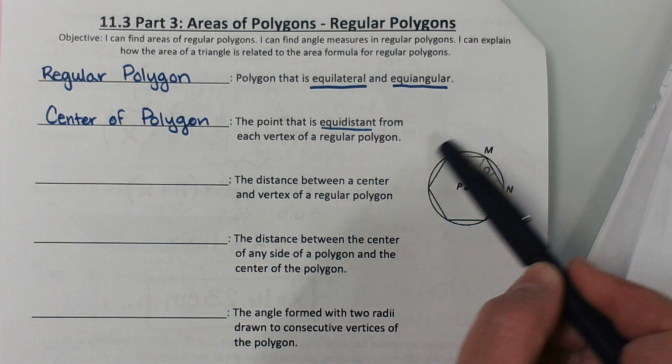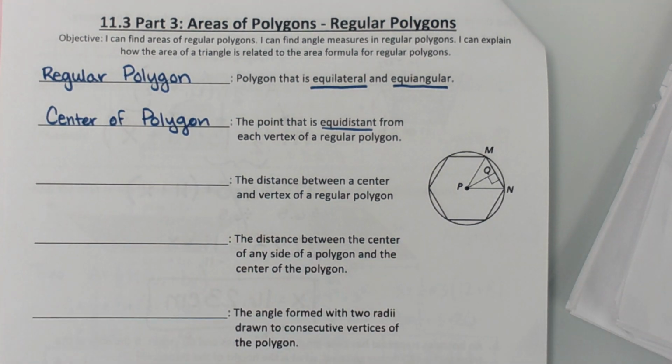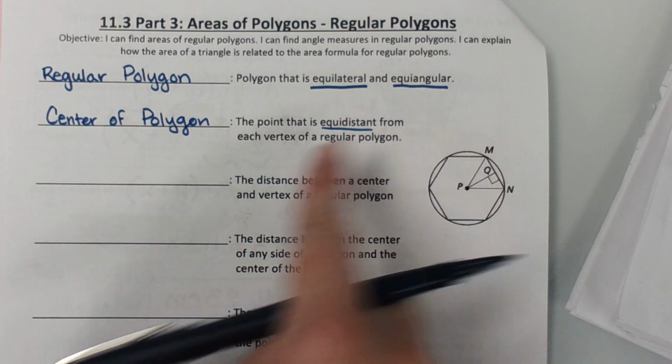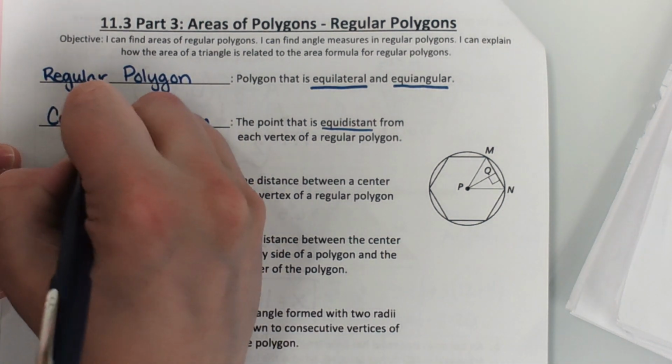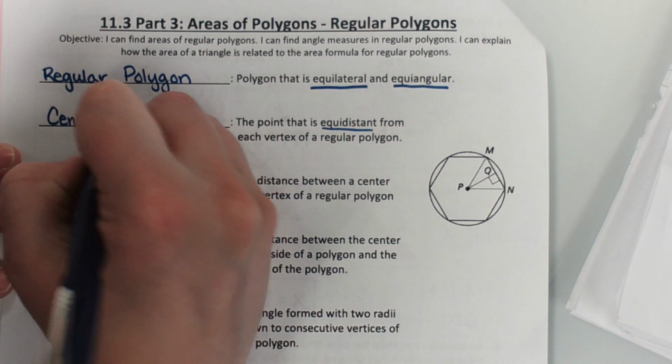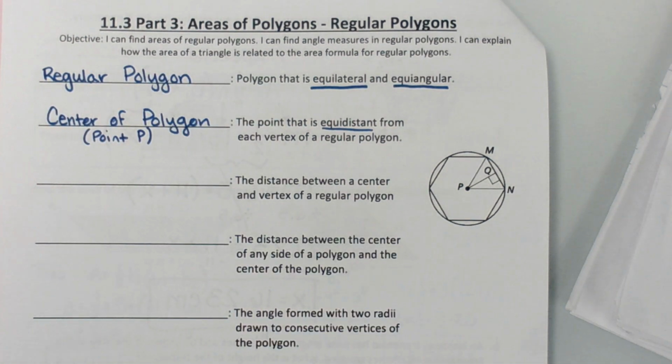Now I've got a regular polygon here inside of a circle. What is the center of this hexagon right here? Well, yeah. So like point P in that picture is the center.